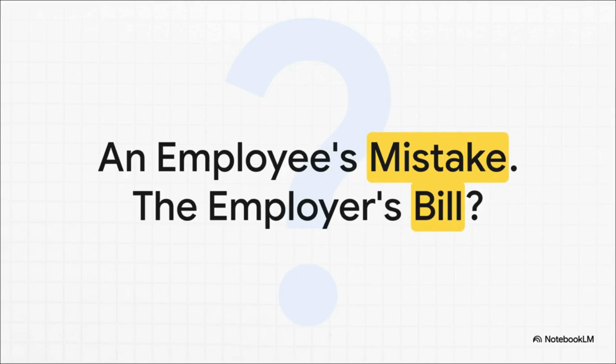So let's just paint a picture. Imagine an employee makes a really bad mistake, a big one, and someone gets hurt. The victim quite rightly wants compensation. But what if the employee has no money? I mean, what then? Is that just tough luck for the victim? Well, this is the exact scenario that the whole doctrine of vicarious liability is designed to deal with.